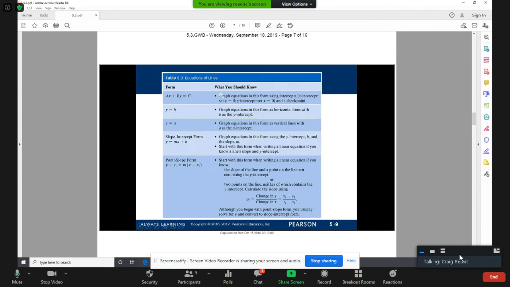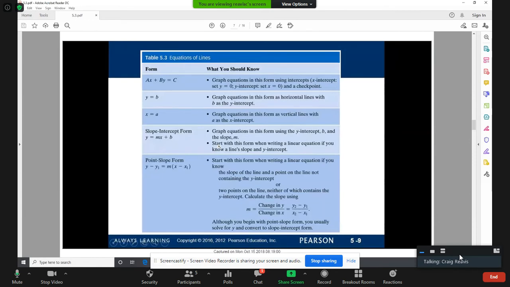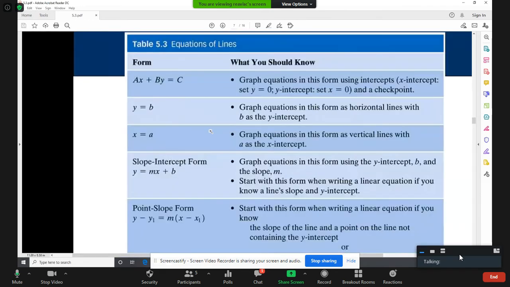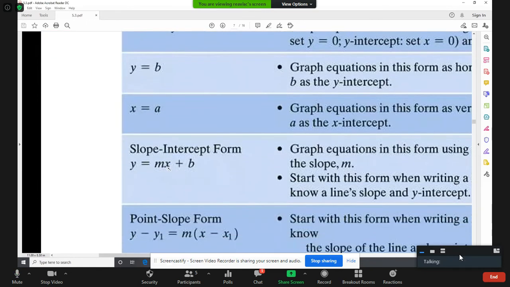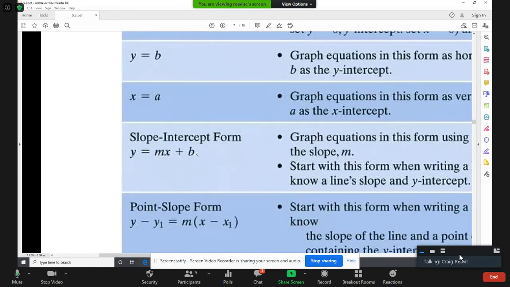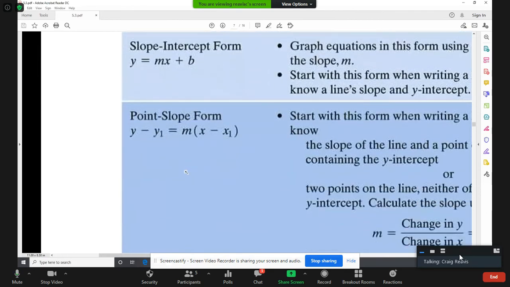All right, so this is just a quick review of all the equations we've looked at. Let me zoom in so you can see it up there. Ax plus By equals C, that was the general form where the x and the y were on the same side. Whenever we had y equals a number, that was a horizontal line. x equals a number is a vertical line. Slope intercept form, y equals mx plus b, and now today the point slope form.